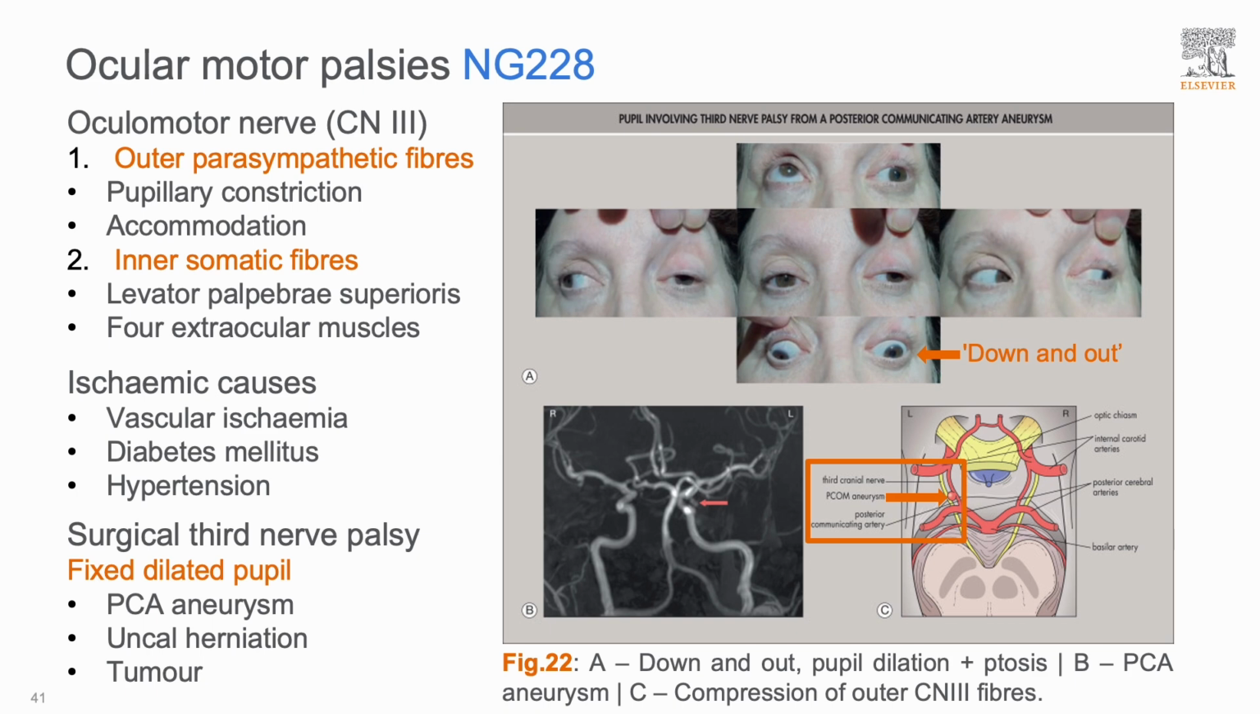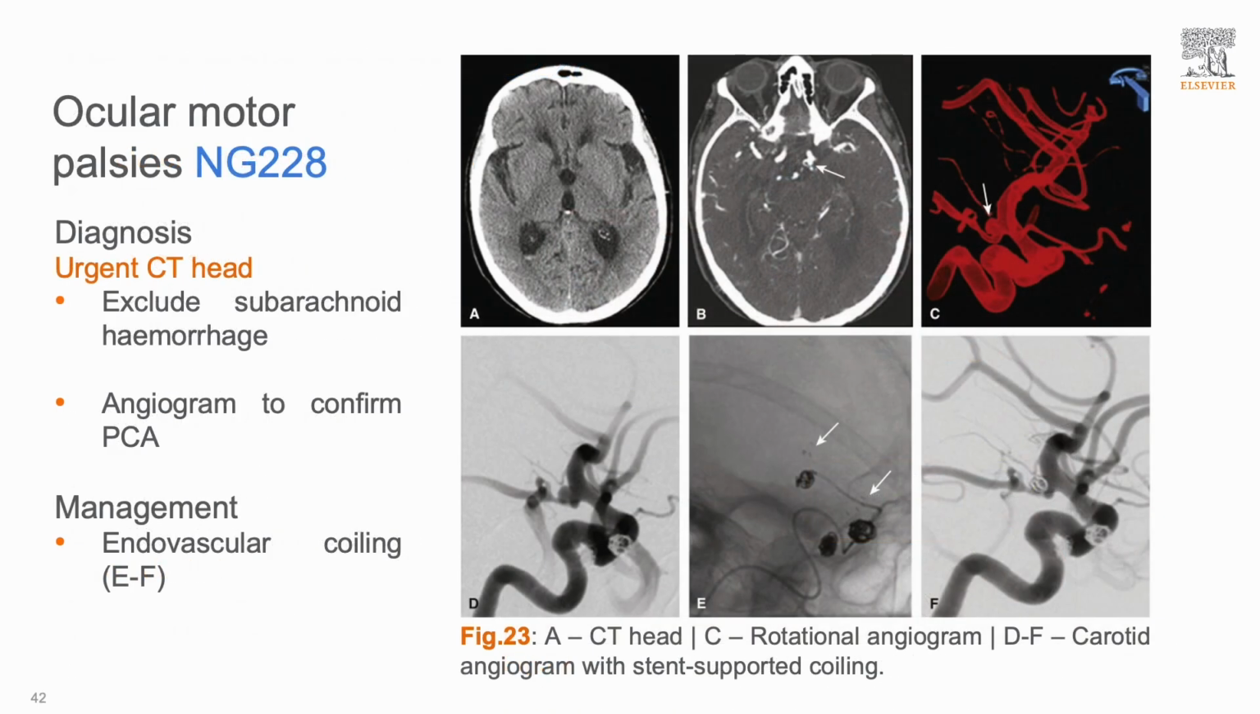A midbrain stroke affecting the oculomotor nerve fascicles and adjacent corticospinal tract results in Weber syndrome, characterized by ipsilateral third nerve palsy and contralateral hemiplegia. The diagnosis of an oculomotor nerve palsy, especially in the context of a dilated pupil, requires urgent investigation. The first step is a non-contrast CT head to exclude subarachnoid hemorrhage, which can present with similar symptoms.